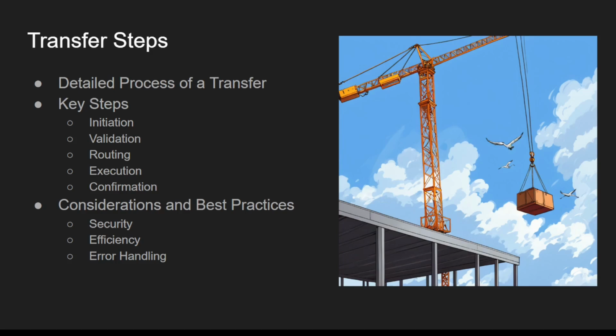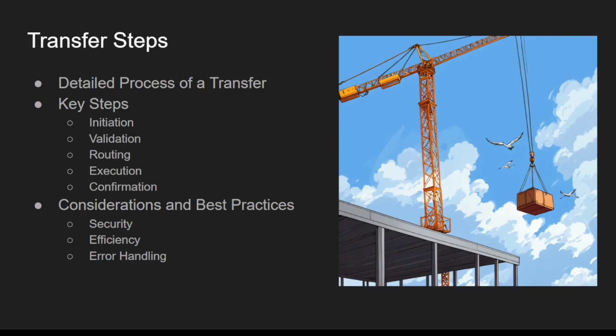In the validation step, the transfer message is validated to ensure that all parameters are correct and that the sender has sufficient balance. Next comes the routing step. The transfer message is routed through the appropriate channels to reach the destination chain. The next step in the process is the execution step. The transfer is executed and the assets are moved from the source chain to the destination chain. And finally comes the confirmation step. The completion of the transfer is confirmed and the recipient's balance is updated.